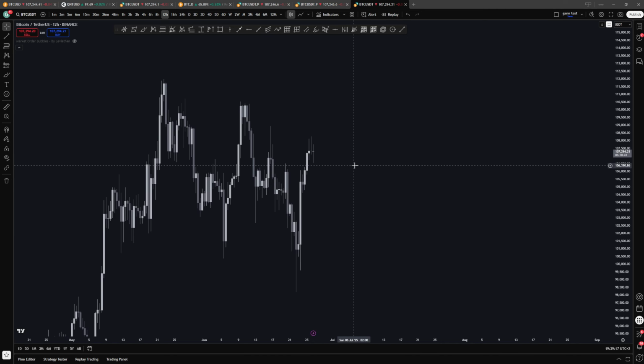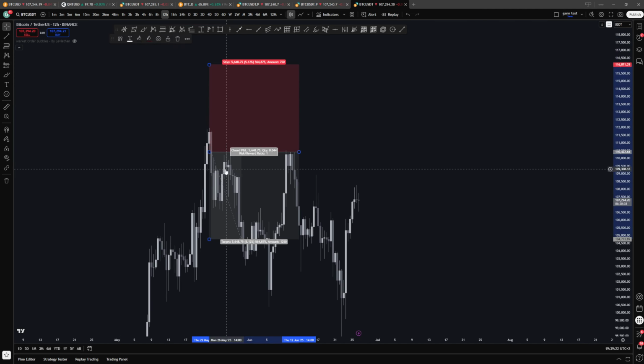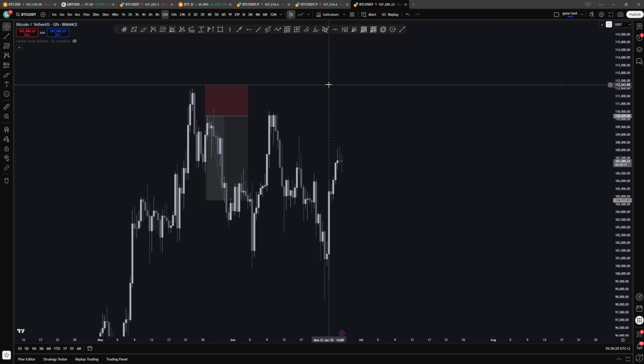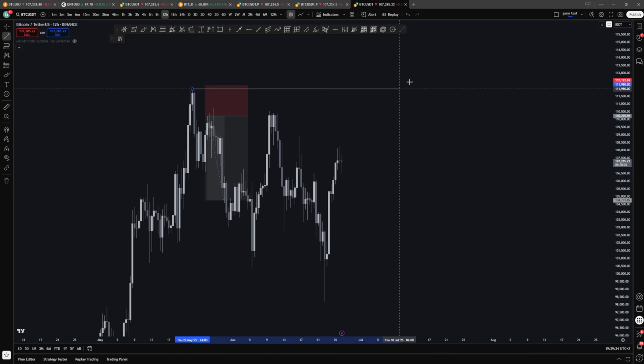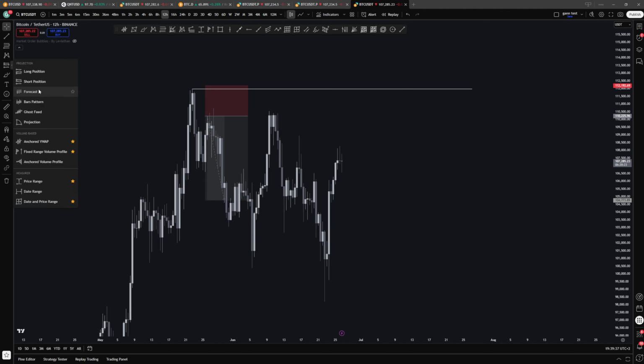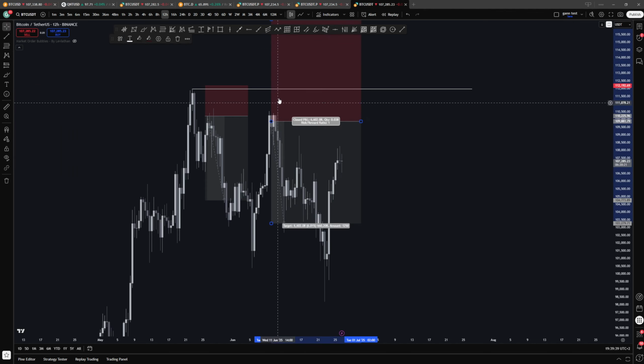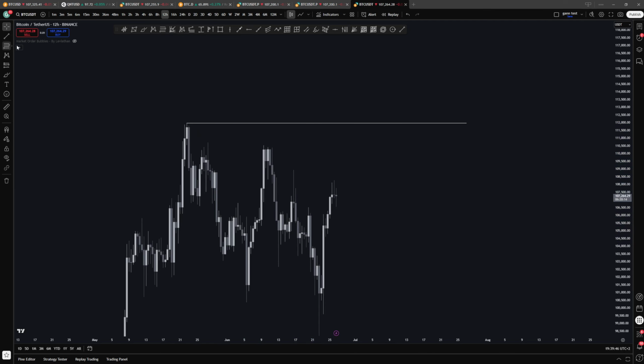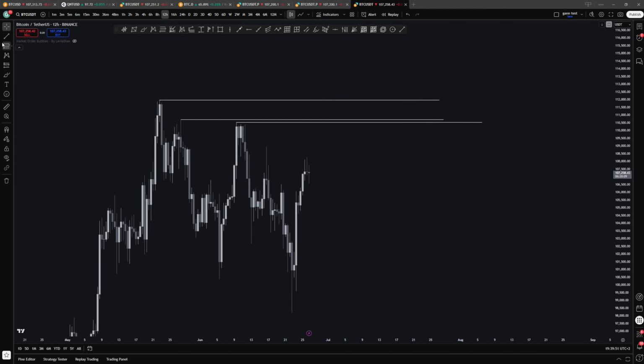But even though that's happening, let's look at the other side for a second. What do we see to the shorts that were hypothetically taken right over here? Anyone that shorted over here, stop losses over there, still intact. Anyone that shorted, let's say over here, stop losses over there, still intact. And we can do the same for all of these wicks. None of these levels has been taken out.